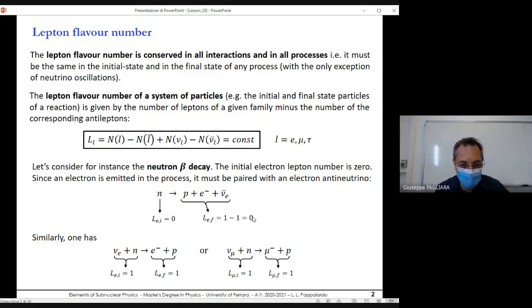Other examples: this is the inverse beta decay. In the initial state, we have a neutrino interacting with the neutron, so the total lepton-flavor number is 1, and it must be 1 also in the final state, and in fact it is, because we have 1 electron in the final state along with the proton. And similarly here for the muon case.